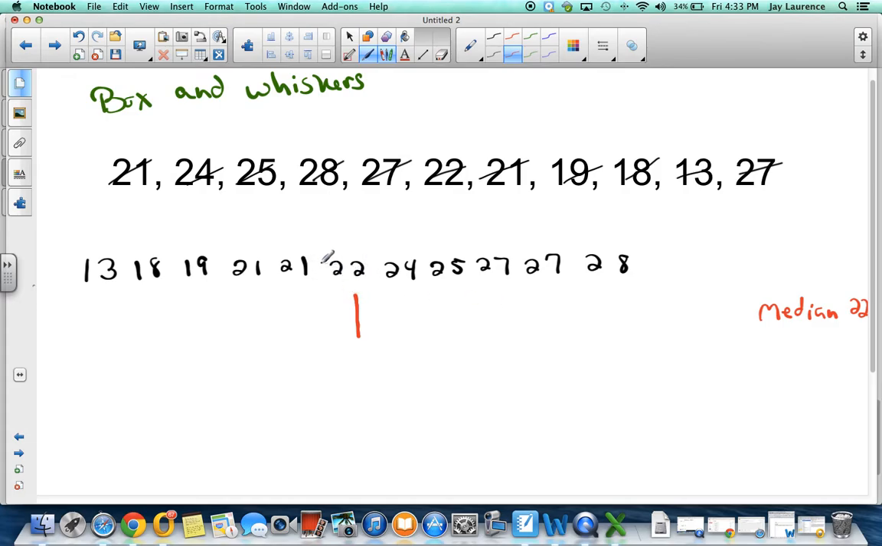Now, I'm going to find the median of the first half of the data. And the question is, do I count the 22 in the answer, or do I not count the 22 in the answer? Well, let's see here. Yes, I'm actually going to count it.